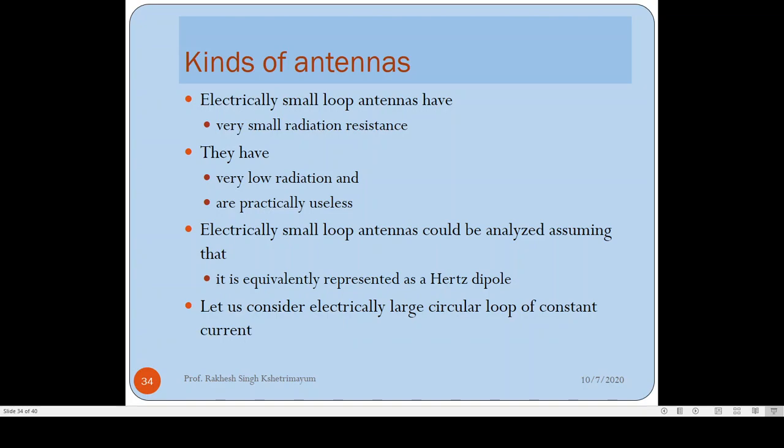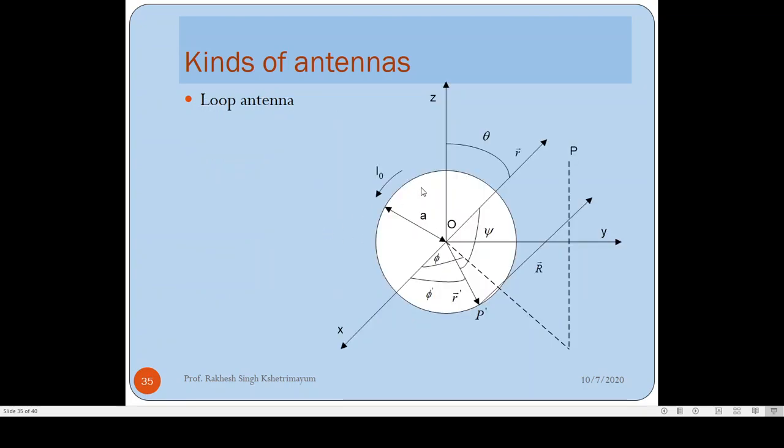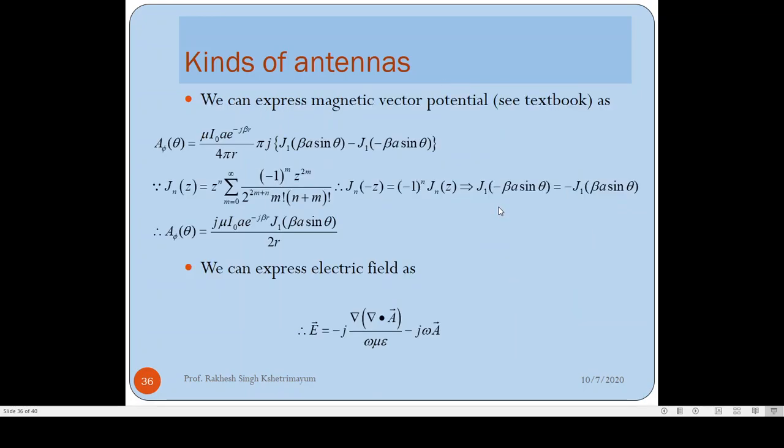Electrically small loop antennas, like the Hertz dipole, don't have proper radiation and don't have any practical use. But electrically large loop antennas, as I have already told you, were used in TV in the olden days. Let us try to analyze this electrically large loop antenna. The structure is in the form of a circle. You have two coordinate systems, one for the source which is the primed coordinates, and one for the observation which is the unprimed coordinates. Now you can find the magnetic vector potential for this loop antenna.